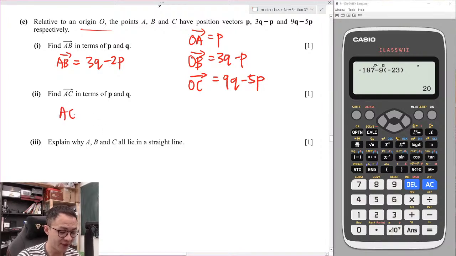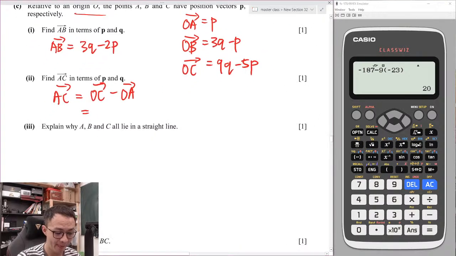Then we'll find AC, same here. This one will be OC minus OA. OC will be 9Q minus 5P, OA is P. So minus 5P minus P is minus 6P, giving 9Q minus 6P. Yeah, just 1 mark. Just tests how much you understand about vectors.